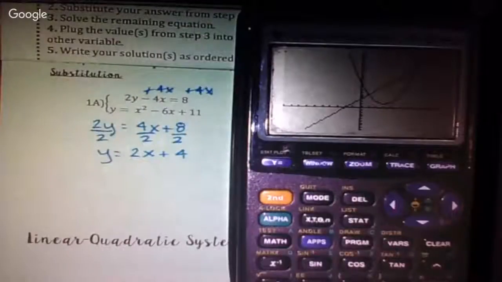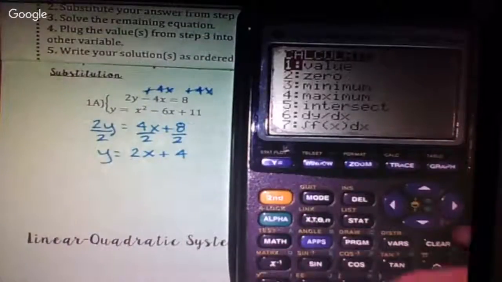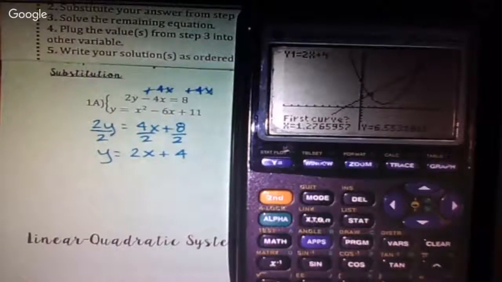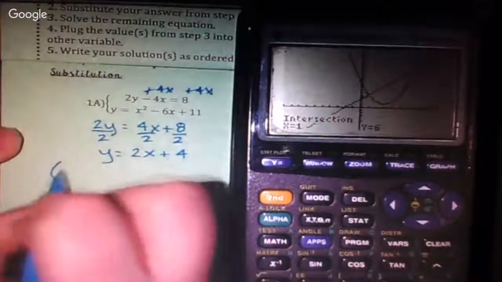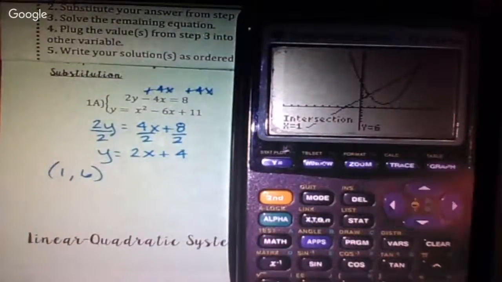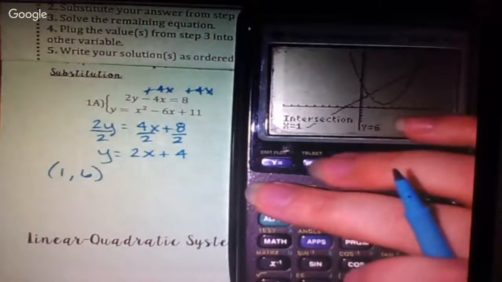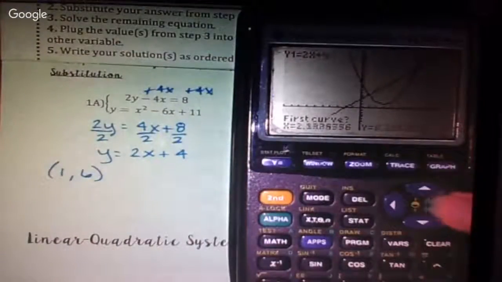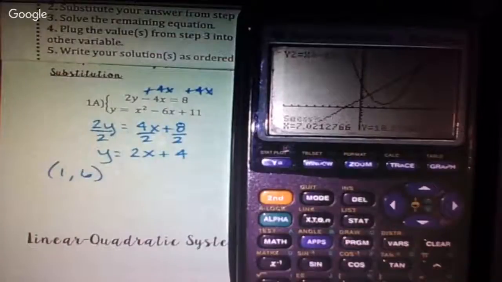Okay. How do I find an intersection? Second trace. Choice number 5. Go as close to the intersection that you want to try to find. And you just hit enter, enter, enter. So your first solution is at 1,6. I need to repeat all steps to do the second solution. So second trace. Choice number 5. I need to scroll way up to this intersection. Okay, enter, enter, enter, and you said 7,18.